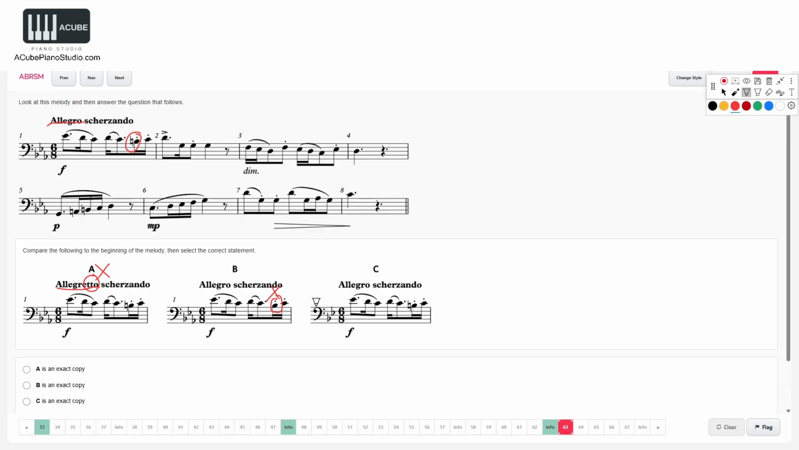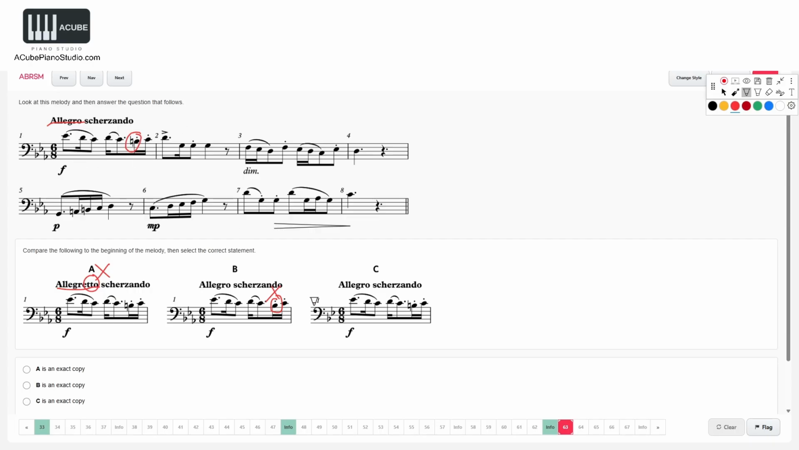So now let's move on to C. For this question, you have to be very, very careful. Usually start from left to right. And remember, you need to check the notes. You need to check the accidentals, the sharps, the flats, the naturals. You need to check the dynamics. You need to check the terms. Then finally, you need to check the articulation, the slurs, the staccatos, the accents, and so on. They must be exactly the same. All right? So let's move on to here.